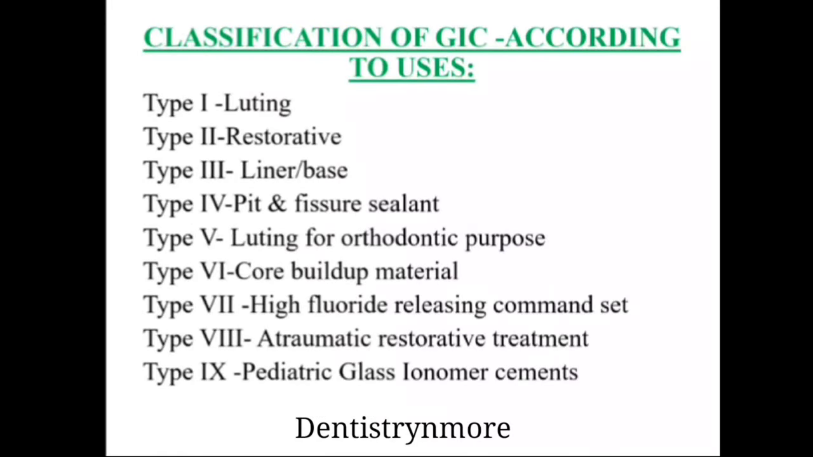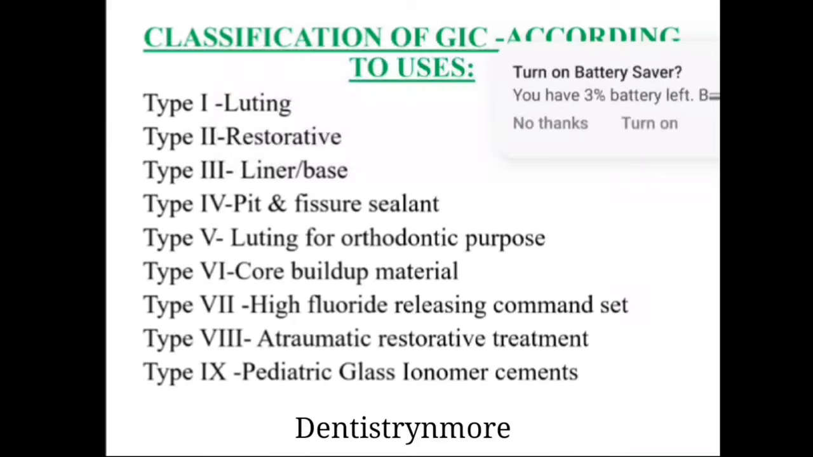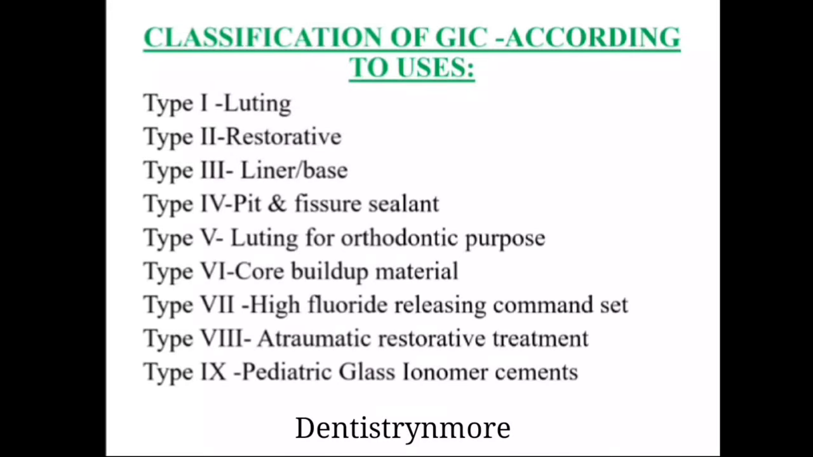So first one is classification, that is according to uses. We all are familiar with this. There are a total of 9 classes. Type 1 is luting, 2 restoration, 3 liner or base, 4 pit and fissure sealant, 5 luting for orthodontic purpose, 6 core buildup material, 7 high fluoride releasing command set, 8 atraumatic restorative treatment, and 9th one is pediatric glass ionomer cements.